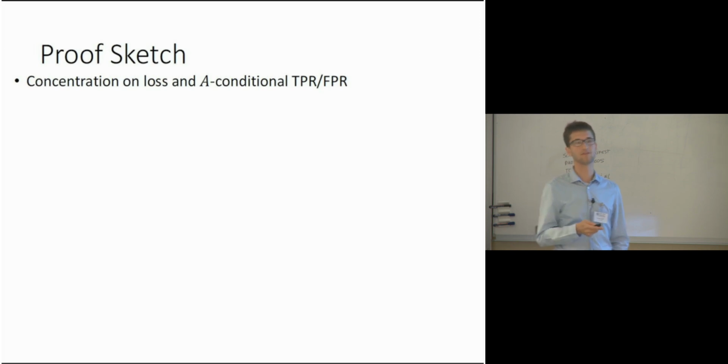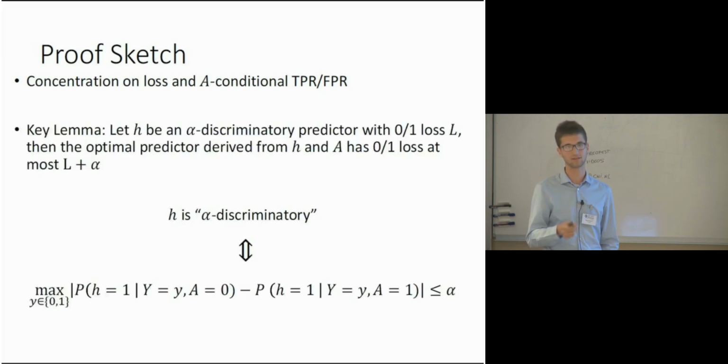As a quick sketch of the proof, we get concentration on the 0-1 loss and also on these A conditional true and false positive rates. The tricky part is in moving from step 1 through the post hoc correction in step 2. What we're worried about is that, as in the example I showed earlier, we're going to hurt the loss significantly. It turns out that this doesn't actually happen, and the reason is this key lemma, which says that if I have a predictor which is almost non-discriminatory and has loss L, then the predictor I derive from it with the post hoc correction will have only slightly worse loss, L plus alpha, where the approximate non-discrimination is defined again in terms of the difference in the true and false positive rates.